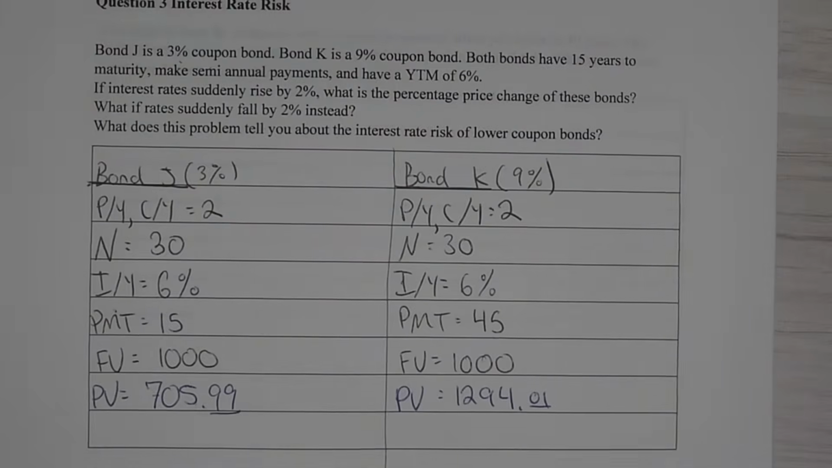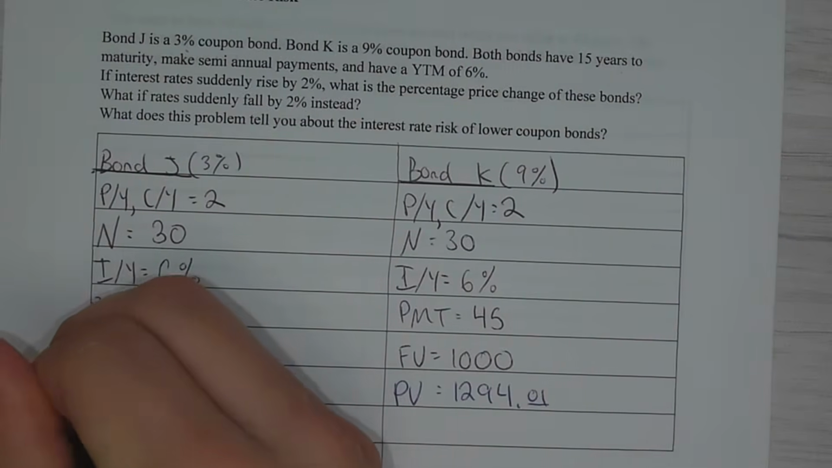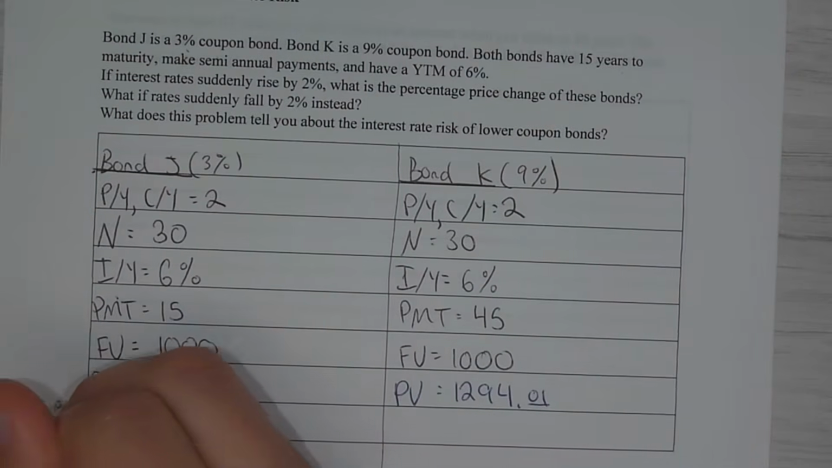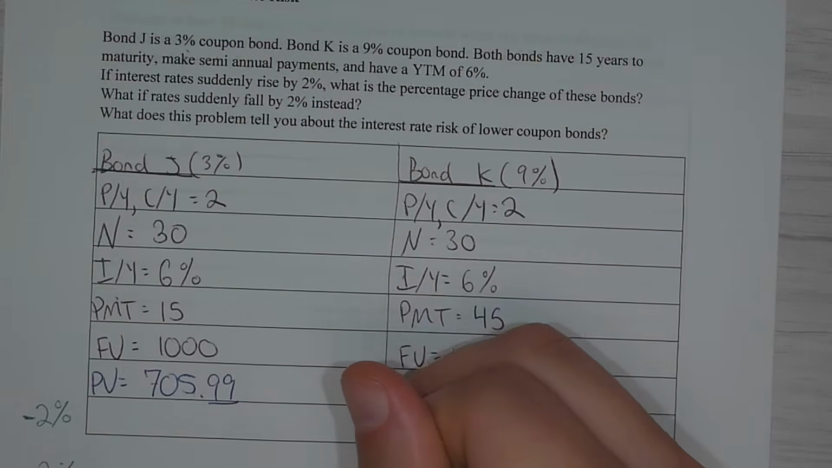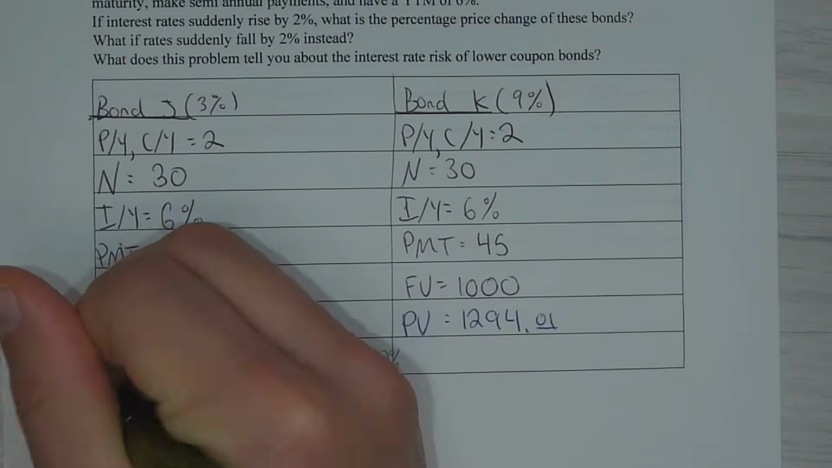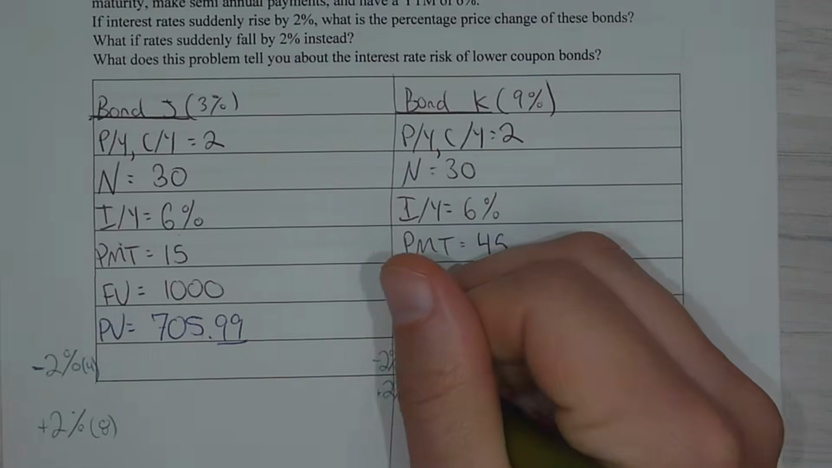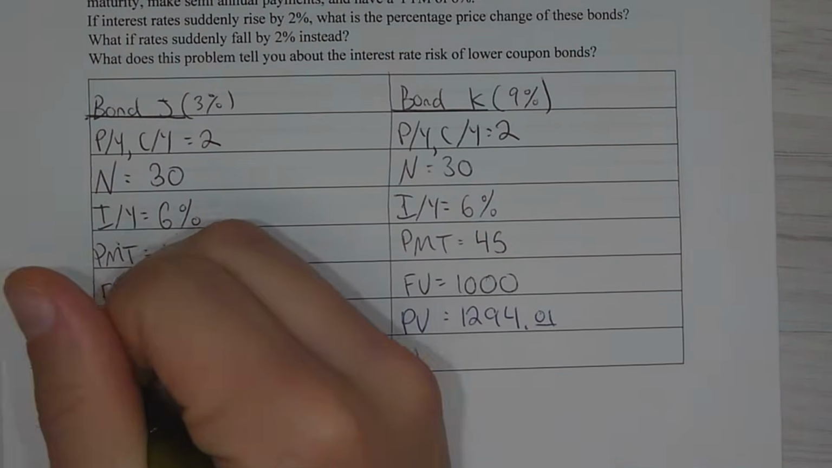But what happens if the rates suddenly fall by 2%? So now, what we'll do is a present value. So this is a minus 2%. This is a plus 2%. And that 2% is based on the market rate. So this actually becomes a 4, and this becomes 8, 4, 8, and we can solve for the present value.